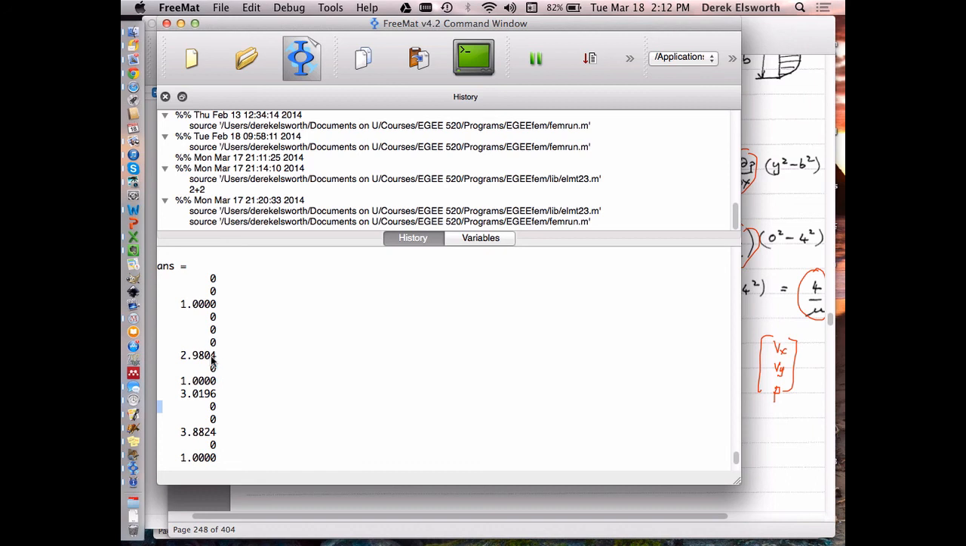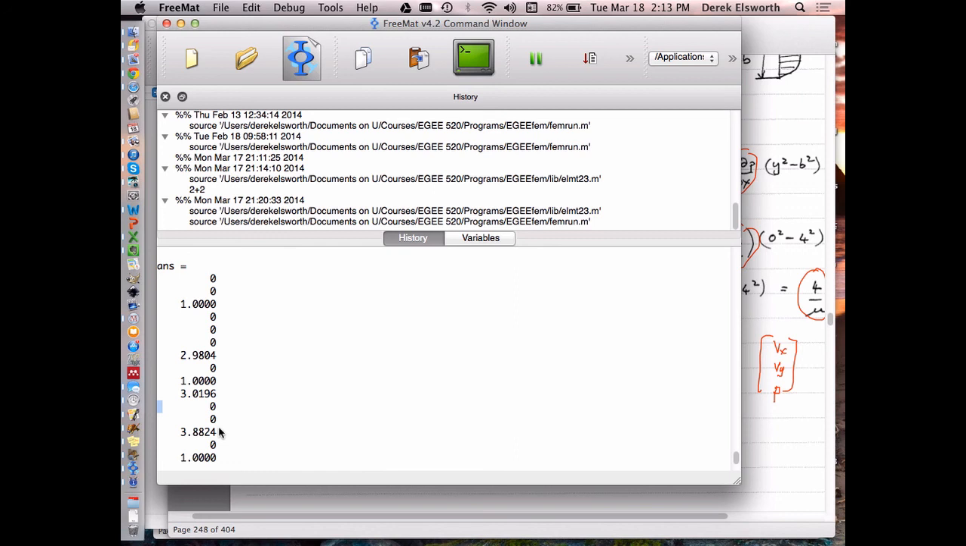The velocity in x is 2.98, that's almost 3. The y velocity is 0 in all of these cases. Pressure is as prescribed. Downstream of that at node 4, the velocity is 3, close enough. Y velocity is 0, pressure is prescribed as 0.